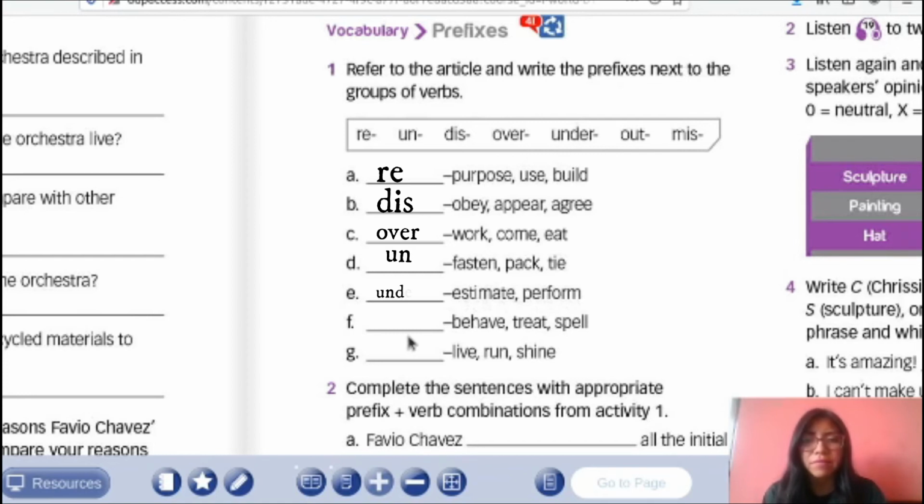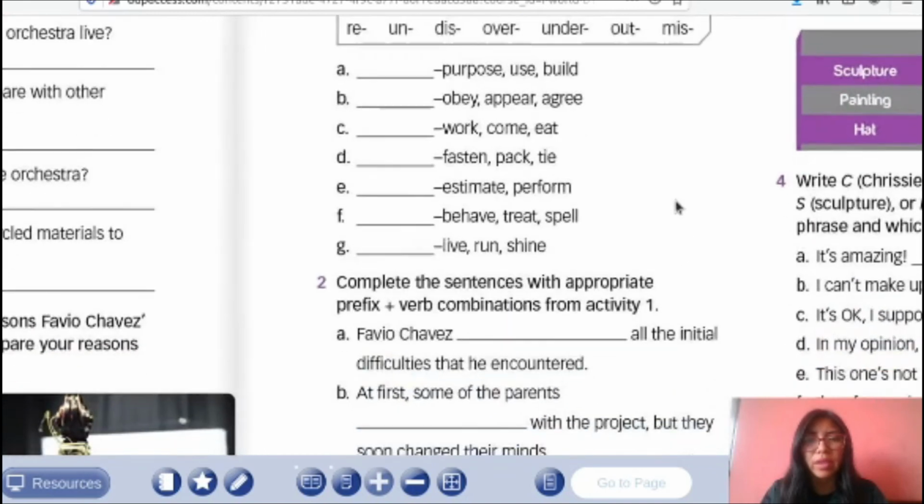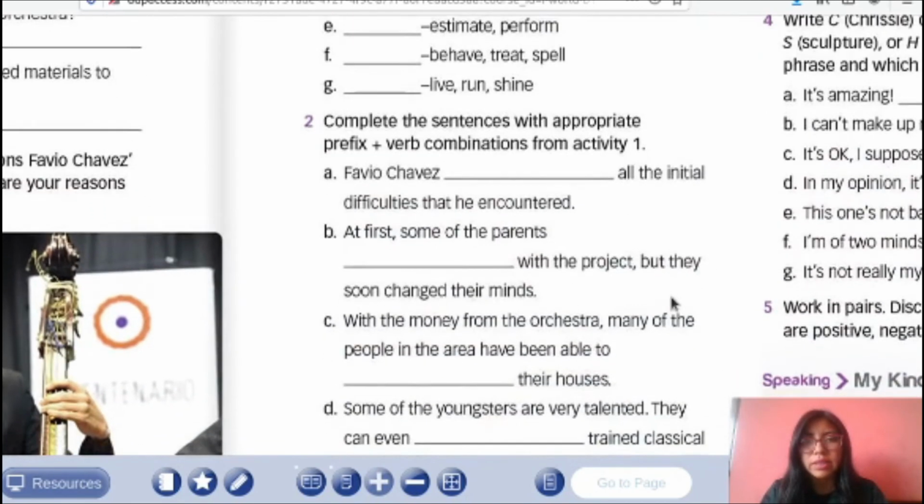The letter F, behave, treat, and spell. Okay, we already reviewed an example of that in the slideshows. Okay, so that is misbehave, mistreat, misspell. Okay, and we are going to see out. That is the last one. Outlive, outrun, outshine. Okay, you already know the meaning of these prefixes. Okay, we are going to do exercise number 2.